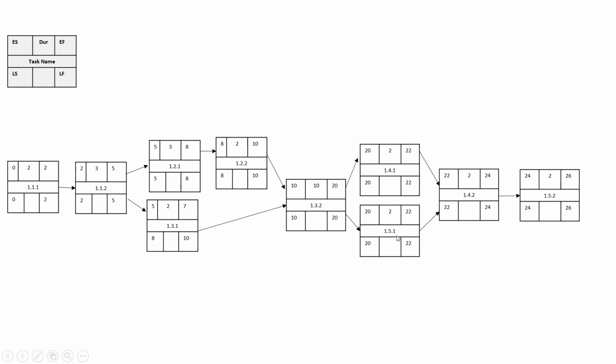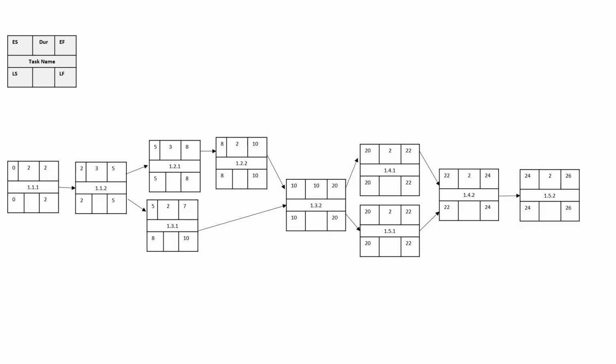Now we need to continue to propagate backwards up until we reach the very first task. So we follow the same approach. We carry over now the late start of the succeeding node to the previous node. So we carry over the 24 to the late finish of the previous node. Now that we have 24 here, we subtract the duration of that task. So 24 minus 2 gives us 22.